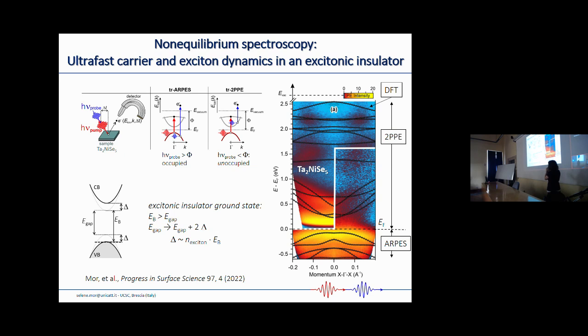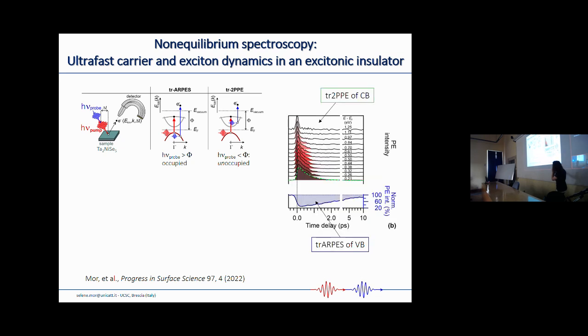Now, to address the dynamics of such a material, what you need is a pump pulse. So you have a pump pulse, again with photon energy below the work function. The idea is that with this, you promote electrons into the conduction band, and then you can probe either the leftover population in the valence band or the transiently populated conduction bands. By recording the intensity at any energy in this momentum-resolved map as a function of pump-probe delay, you get the dynamics of the charges through the bands. This is what we did in this material.